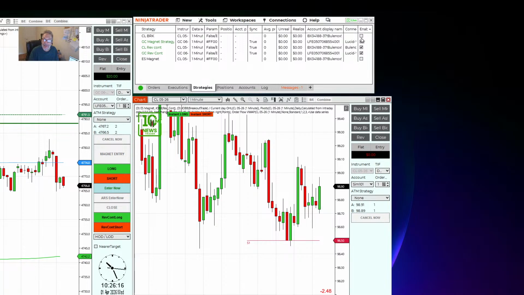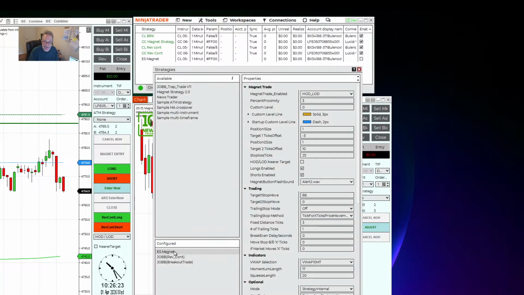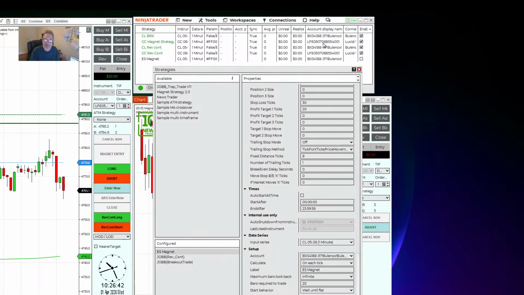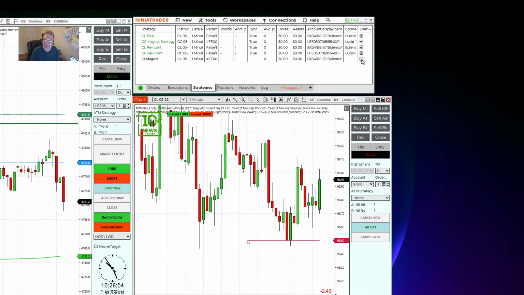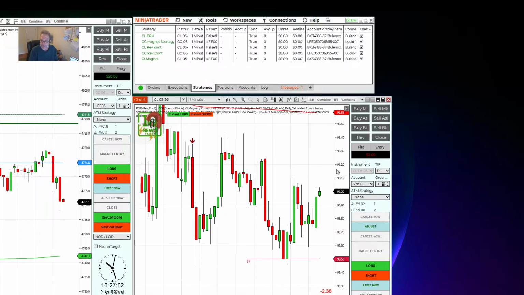Now, we have an ES magnet. Let's change that to an oil magnet for after the news. One position, not two. The stop, 30. One position, high of day, low of day magnet. And we're in that 37 account on everything oil, and let's label it CL magnet. Now, I'm not going to do any order adjusting at the moment. So we're waiting for our breakout, and we're going to watch and listen to the news result on the oil report.